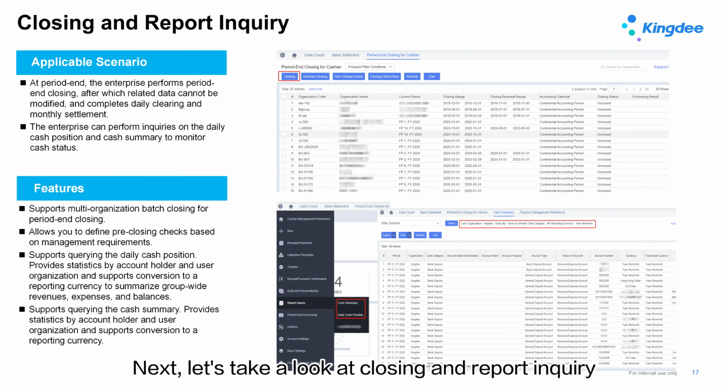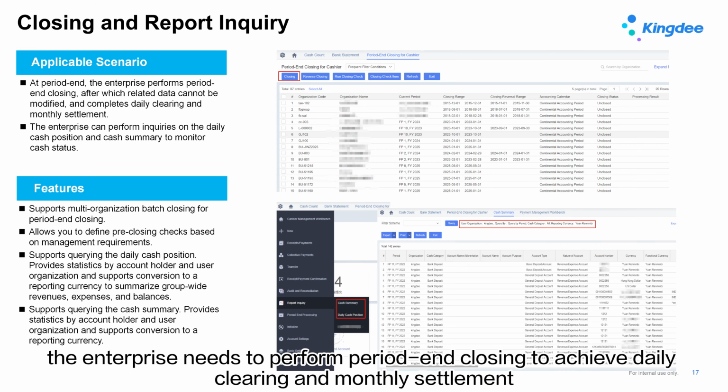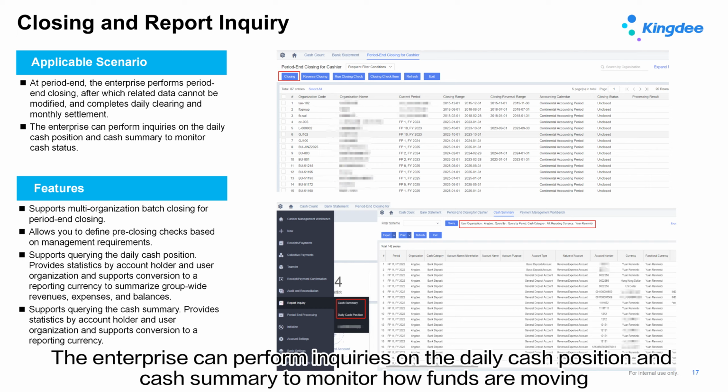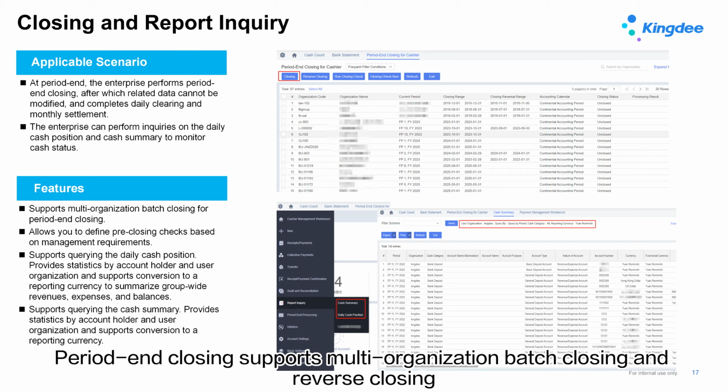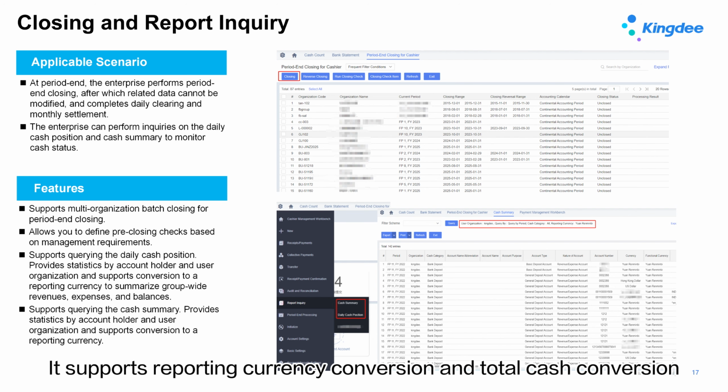Next, let's take a look at closing and report inquiry. At the end of the period, the enterprise needs to perform period-end closing to achieve daily clearing and monthly settlement. The enterprise can perform inquiries on the daily cash position and cash summary to monitor how funds are moving. Period-end closing supports multi-organization batch closing and reverse closing. The daily cash position and cash summary support statistics by account holder and user organization. It supports reporting currency conversion and total cash conversion.